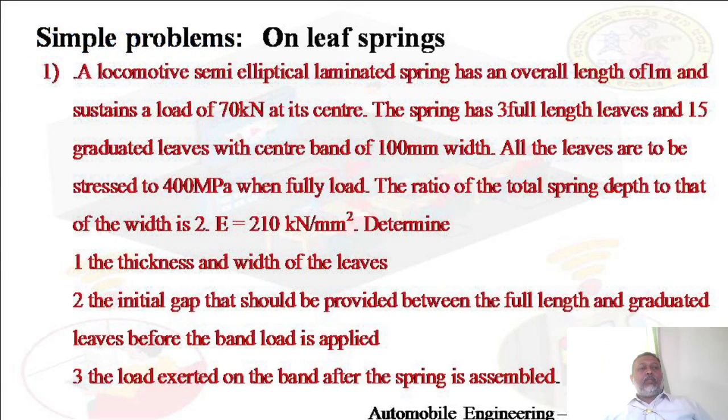A locomotive semi-elliptical laminated spring has more length of 1 meter and sustains a load of 70 kilonewton. At its center, the spring has 3 full-length leaves and 15 graduate leaves with center band of 100 mm wide. All the leaves are to be stressed to 400 megapascal when fully loaded. The ratio of the total spring depth to that of the width is 2. E is equal to 210 kilonewton per mm square. Determine the thickness and the width of the leaves.